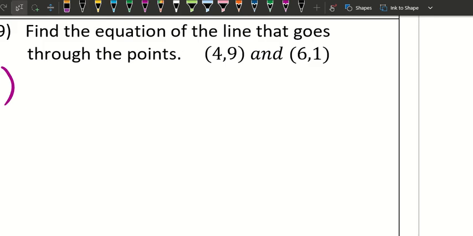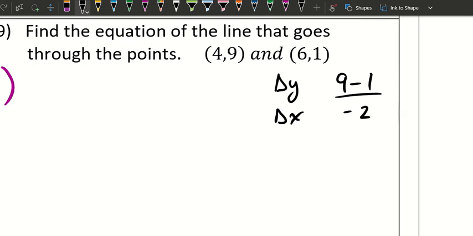And then finally in question number 9, we're asked to find the equation of a line that goes through 2 points. I need to figure out what the slope of the line that goes through these 2 given points is. And to figure that out, I'm looking at how much my y values changed. That's the up and down, the rise. That's the change in y. And I can just go 9 minus 1 is my change in y. And for the change in my x values, that's the left and right. That's how much the x values change. I'll go 4 minus 6, which is negative 2. So I end up with 8 over negative 2. And 8 over negative 2 is negative 4.